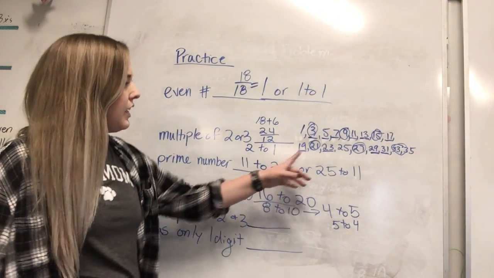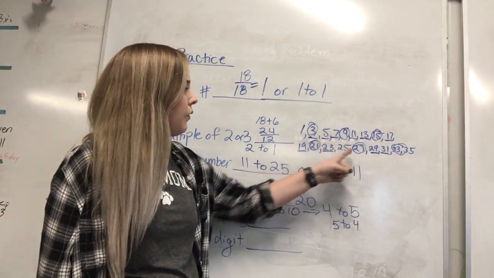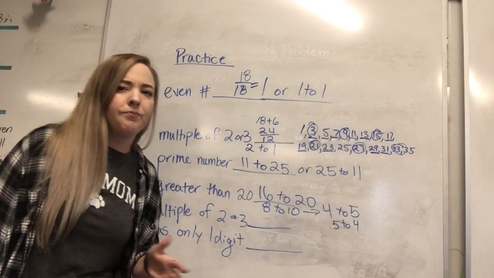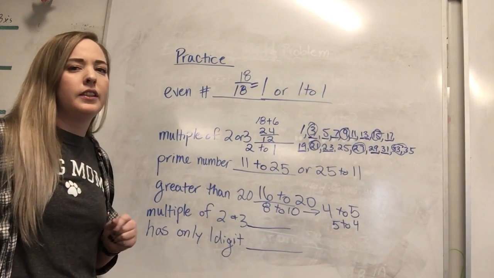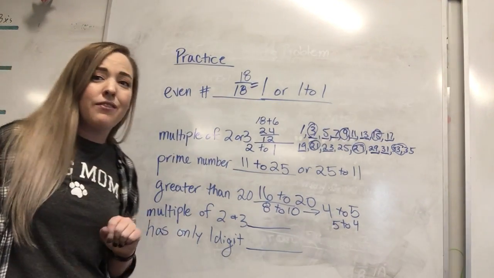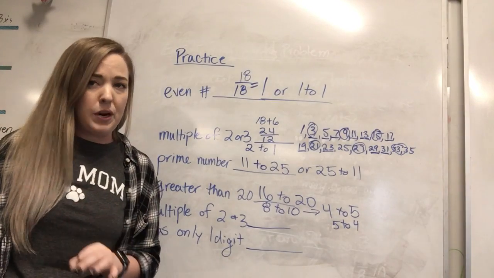Okay, so take a look. We've got 3, 9, 15, 21, 27, and 33. Are any of those divisible by 2? If you're saying no, then you're right. Okay, so let's take a look at the even numbers and see which ones are divisible by 3.